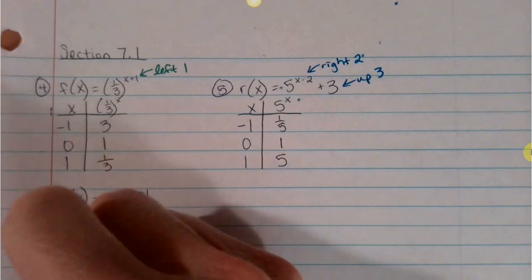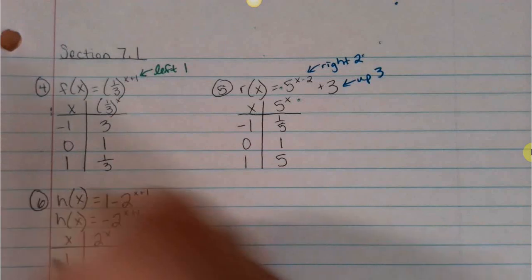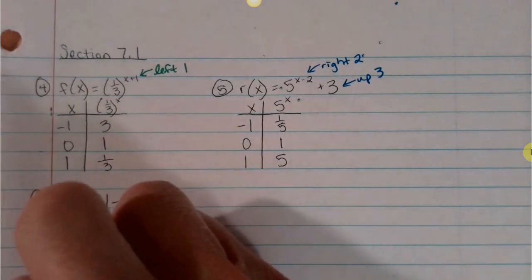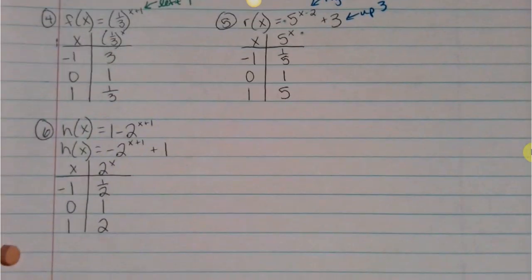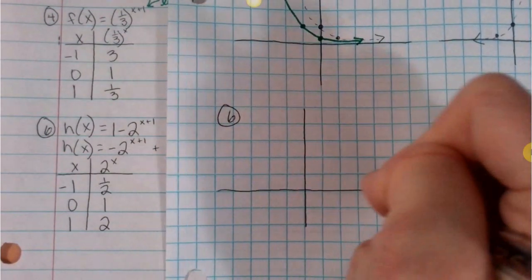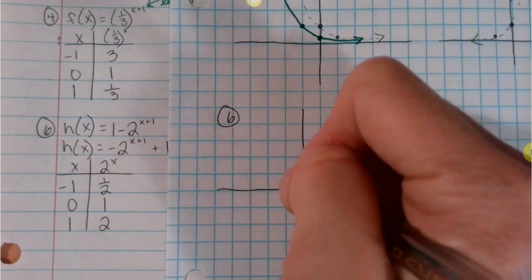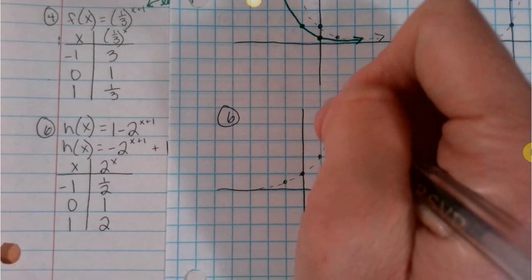So I'm going to start with my little table for the base function 2^x. When x is -1, 2^(-1) is 1/2. When x is 0, 2^0 is 1. And when x is 1, 2 to the first is 2. So plotting those points, (-1, 1/2), (0, 1), and (1, 2). So we have a base function that looks like this.